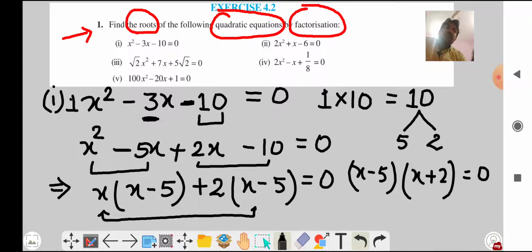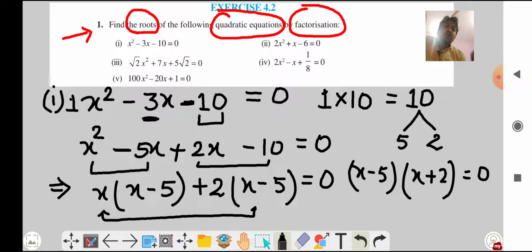It's very simple. First we take the coefficient of x square and the constant term, and multiply them. After that take the factors such that the difference of these two factors will give 3. Is it clear, guys?